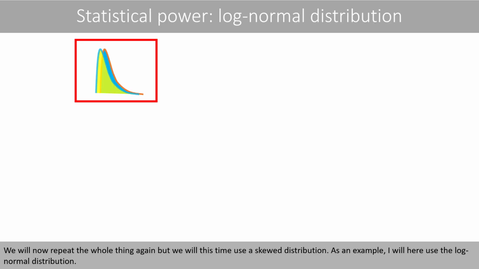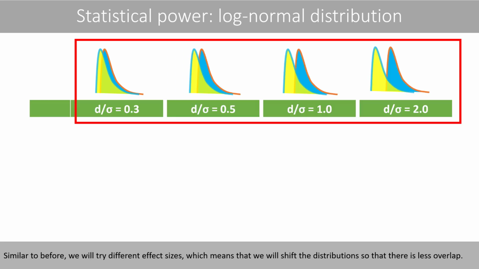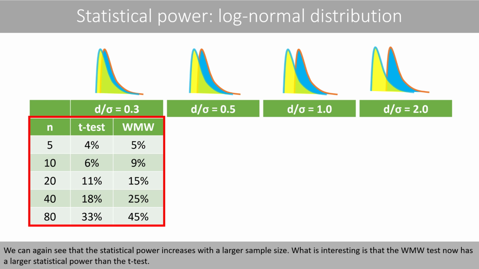We'll now repeat the whole thing again, but we will this time use a skew distribution. As an example, I will here use the log normal distribution. Similar to before, we'll try different effect sizes, which means that we will shift the distributions so that there is less overlap. We can again see that the power increases with a larger sample size. What is interesting is that the Wilcoxon Mann Whitney test now has a larger statistical power than the t-test.